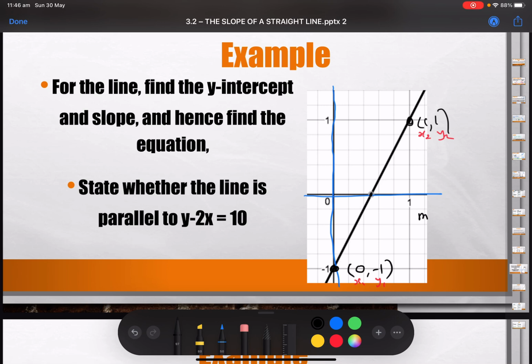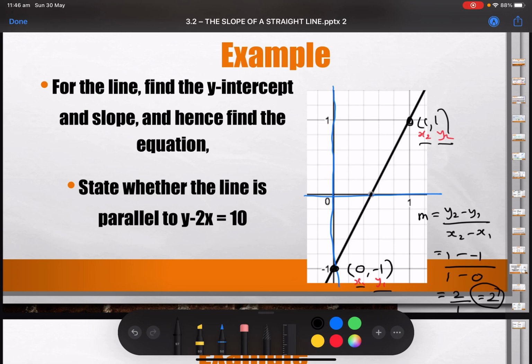So my gradient, again following the same steps, is y2 take away y1 over x2 take away x1. y2 is 1, take away y1, which is -1. I'm going to write it as is. x2, which is 1, take away x1, which is 0. I'm going to be left with 1 plus 1, which is 2, over 1 take away 0, which is 1, equals 2. So my gradient is 2.